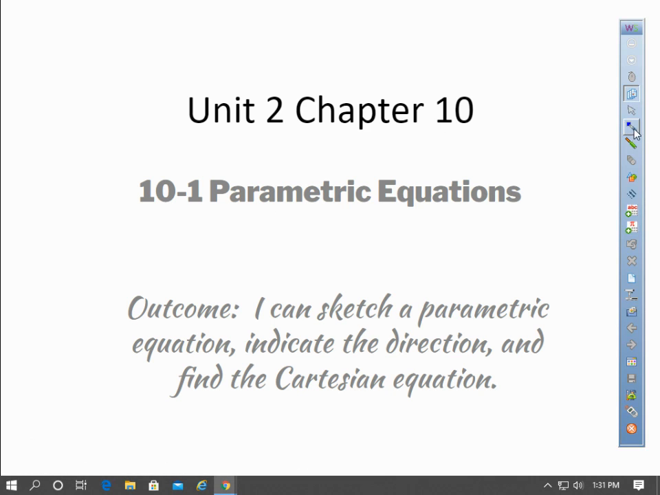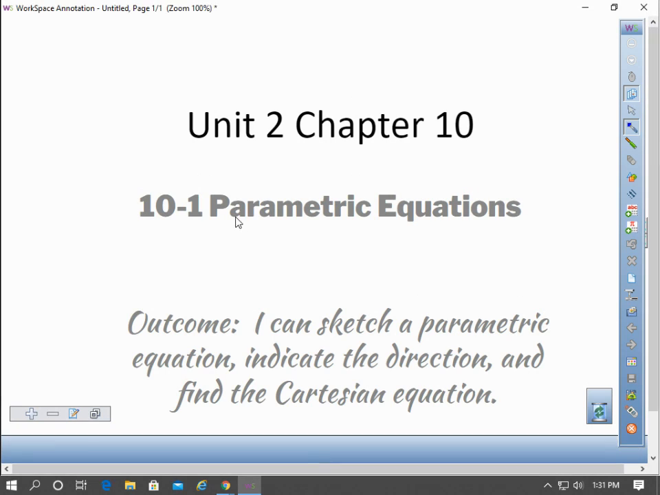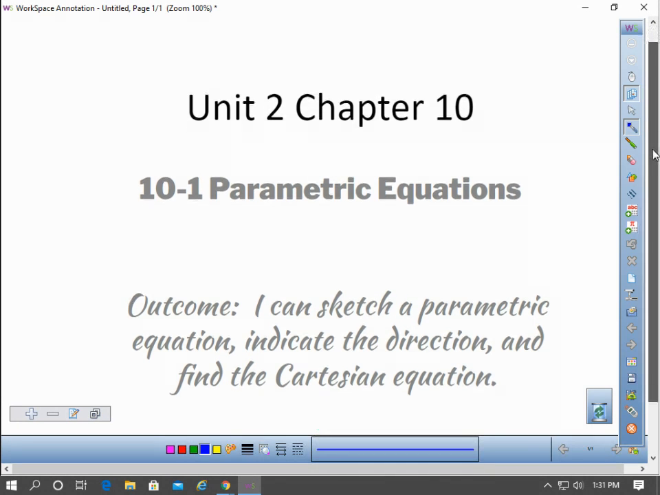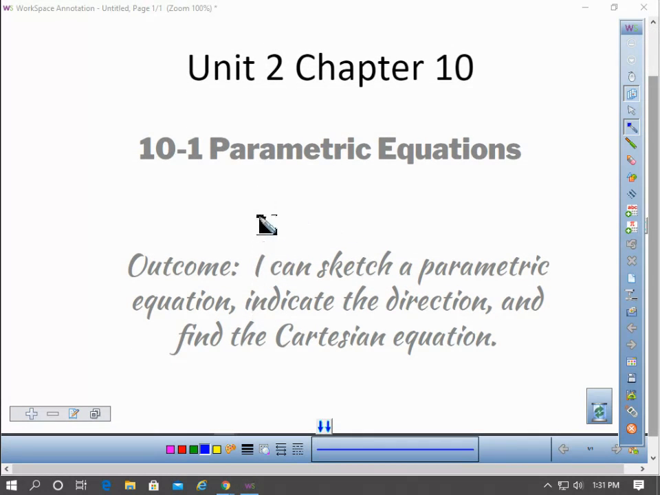Okay, so we are starting a second semester, and we are going to be starting Unit 2, which is parametric equations, and being able to do the calculus with parametric equations. So what I want to do first is give you a lesson on what are parametric equations to begin with, because I want you to know what they are before we start doing the actual calculus with them. So this is like an introductory lesson on what parametric equations are.